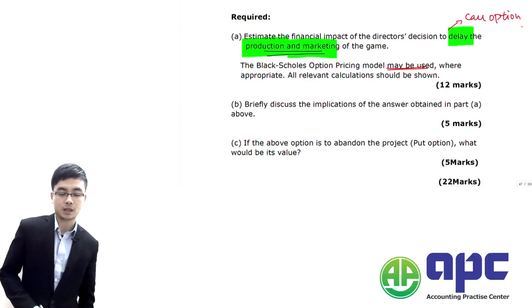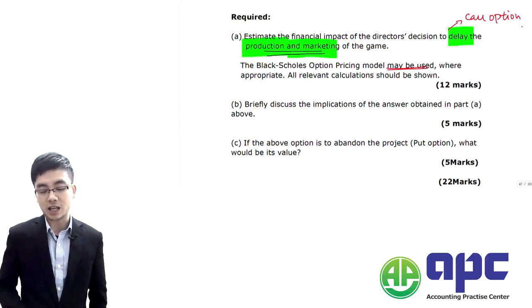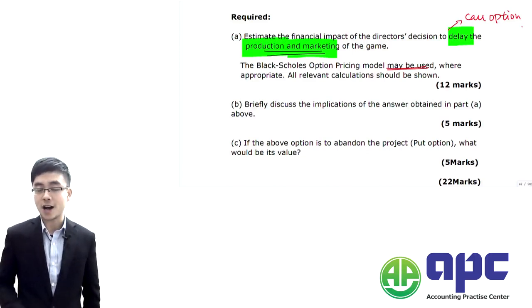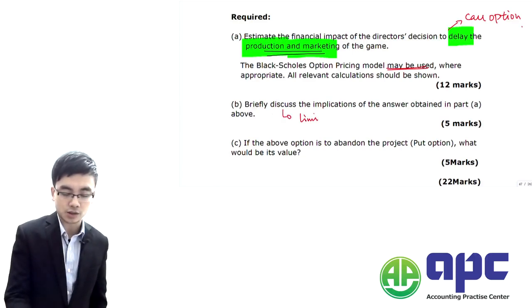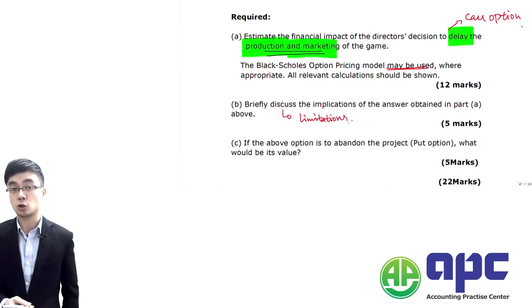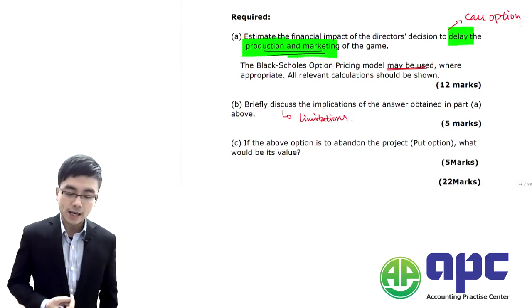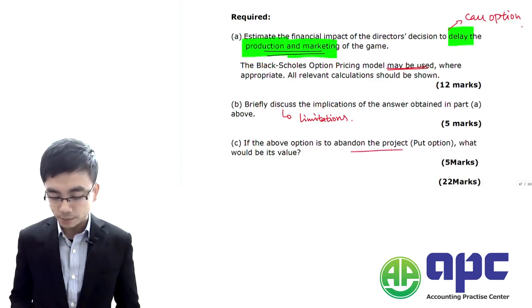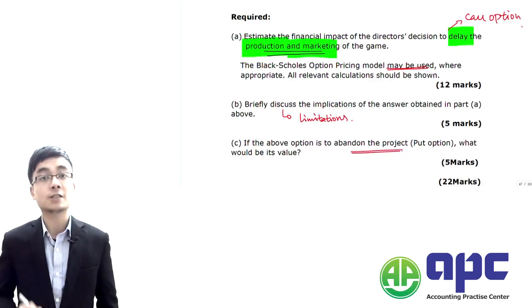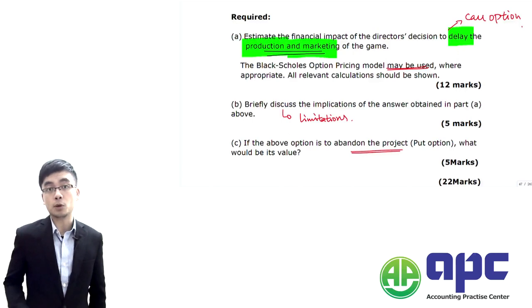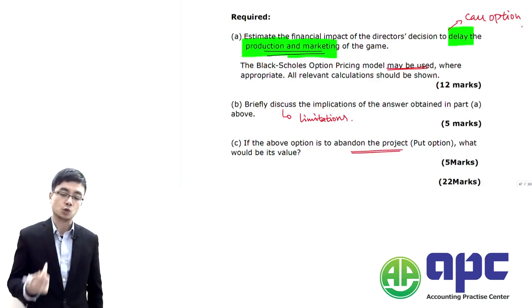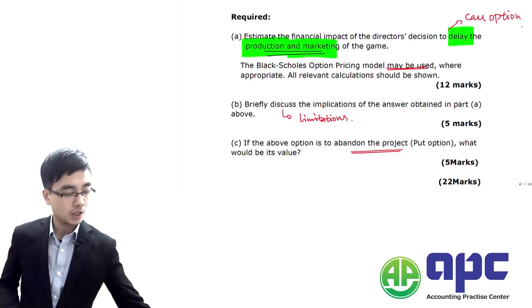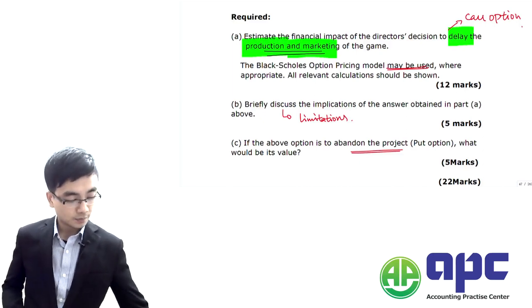Okay, not a problem. And B, briefly discuss the implication of the answer obtained in part A above. So that means we're going to discuss the limitations in particular related to the Black Scholes option pricing model and see if the above option is to abandon the project, what would be its value. So that means we're going to use the put call parity theory or relationship to work out that put option value, okay, in the part C.